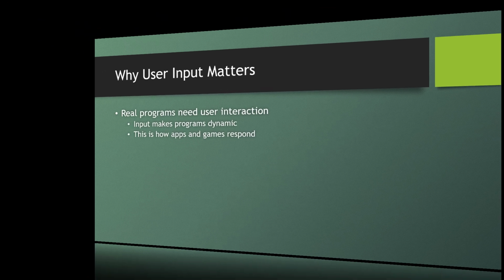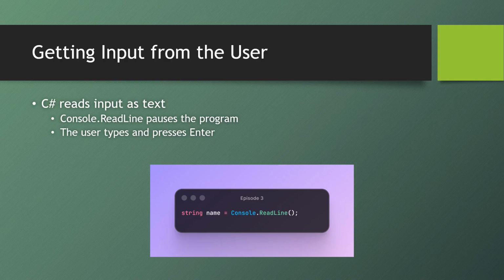Getting input from a user. In C#, we use Console.ReadLine to read user input. When Console.ReadLine runs, the program pauses. It waits for the user to type something. When the user presses enter, the input is returned. This input is always read as text.